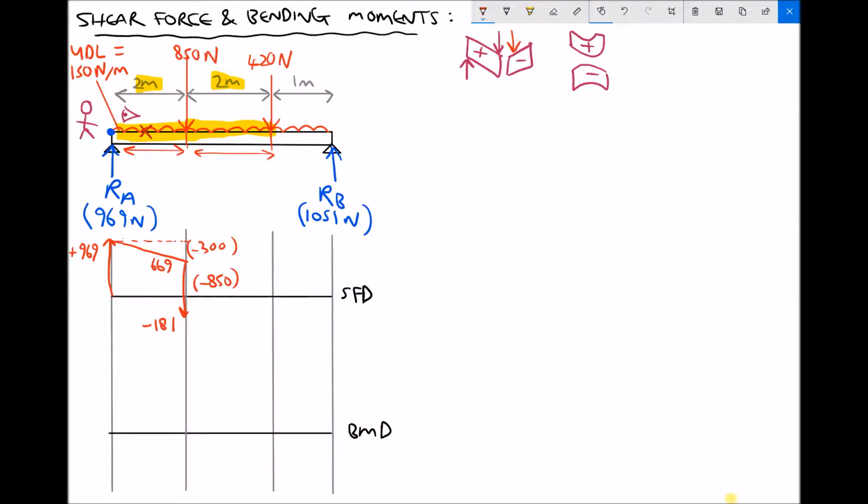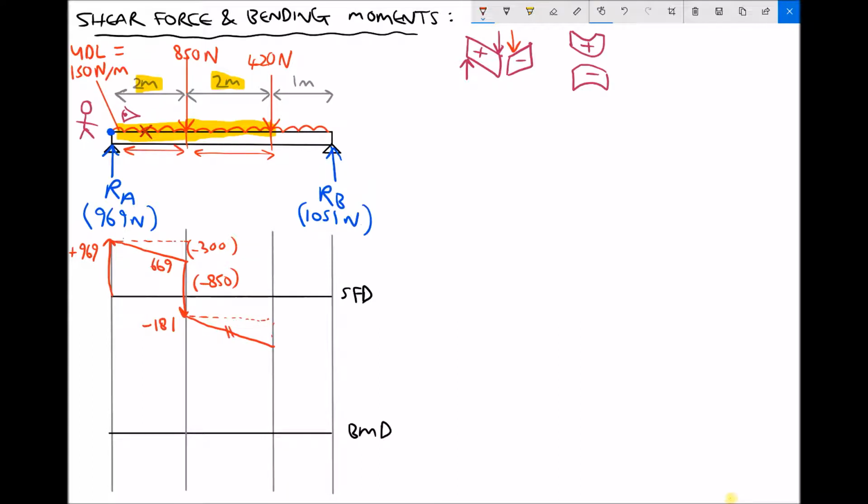Well, when we're stood at the 850 Newton force, we can't see any of that UDL. And it isn't until we get to the 420 Newton force that we can see all 2 meters worth of that UDL. Well, the way that we show that on our shear force diagram is at the point of the 850 Newton force, we don't see any of the UDL or that section of the UDL. And it isn't until we get to the other end that we see all 300 Newtons worth or all 2 meters worth. So we have another triangle here.